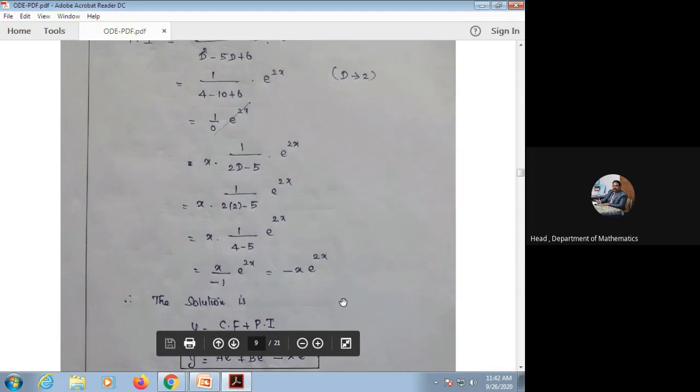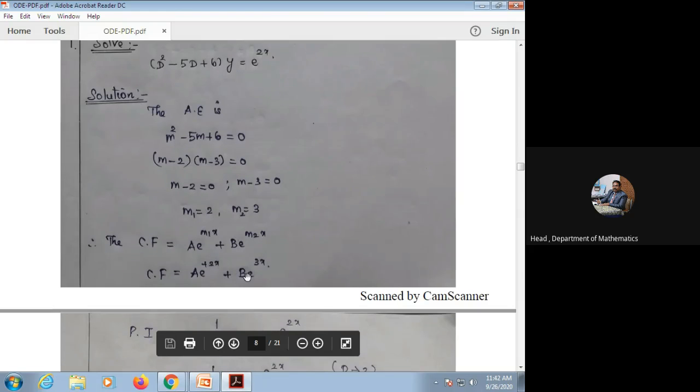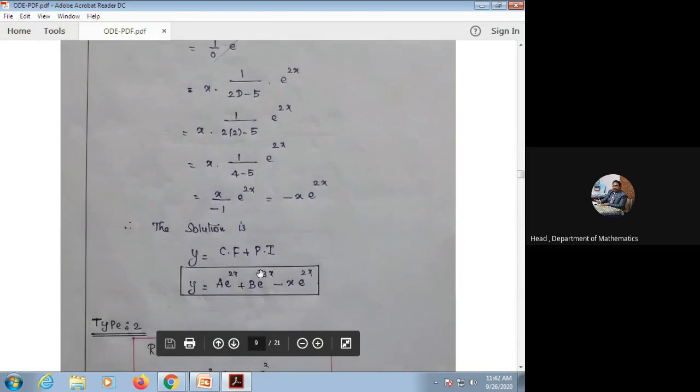Therefore, adding the complementary function and the particular solution, we get the general solution. Therefore, y equal to complementary function plus particular integral. We already found the complementary result: y equal to A e power 2x plus B e power 3x, and plus the particular integral value, that is minus x e power 2x. This is the final solution. This is type 1.